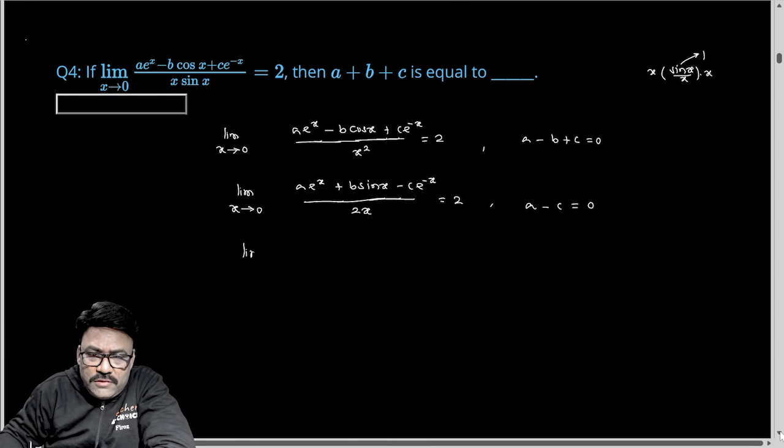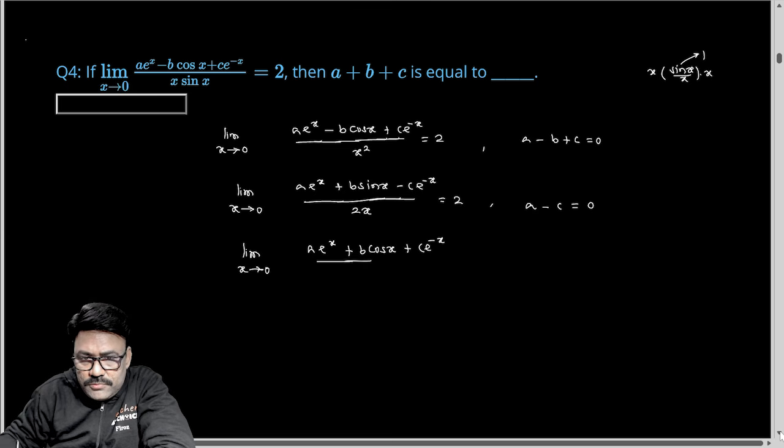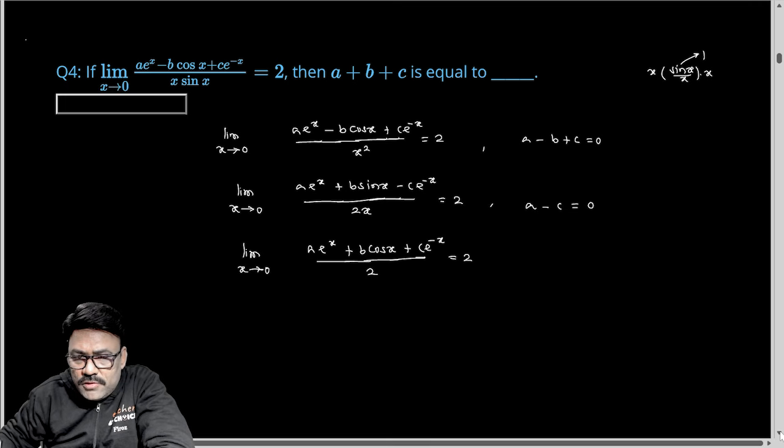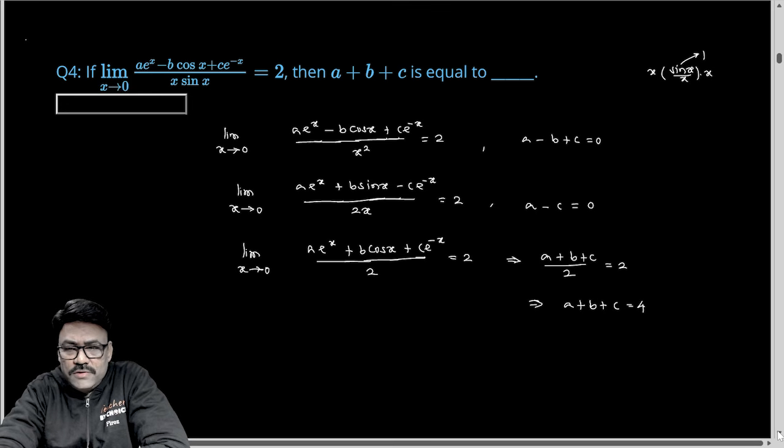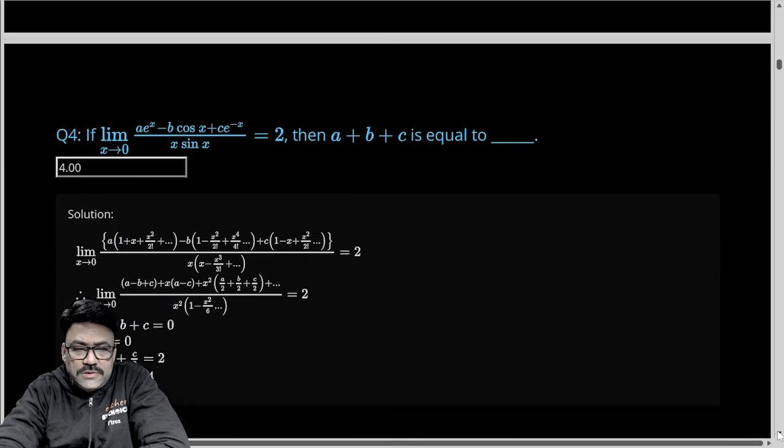Now if I differentiate it again, since it is 0 by 0 form, so I can differentiate it again. So this is a e raised to x plus b cos x plus c e raised to minus x, and denominator is 2. This limit is 2. And now when I put x is equal to 0 here, I'm getting a plus b plus c by 2. This is the limit. So hence a plus b plus c is 4. And this is what they are asking. They are asking a plus b plus c only. So hence a plus b plus c will be 4, which is the correct answer.